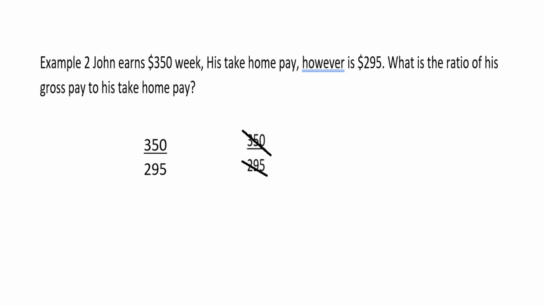This 350 and 295 can be divided by 5. If you divide 350 by 5, it will give us 70. And 295 divided by 5 will give us 59. So, we can reduce it to the lowest terms. Can you still divide 70 and 59? Is there any number that can divide both 70 and 59? If none, then this will be our final answer: 70 over 59, or 70 to 59.